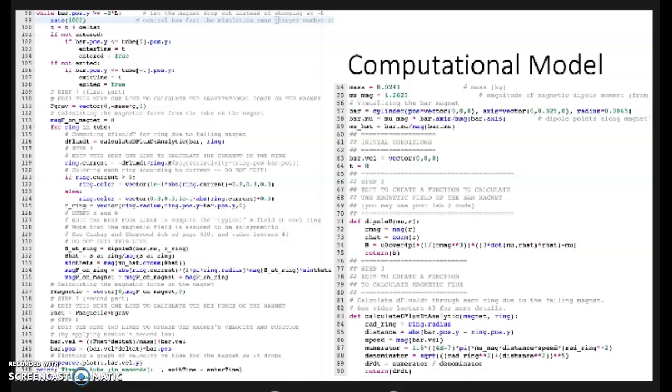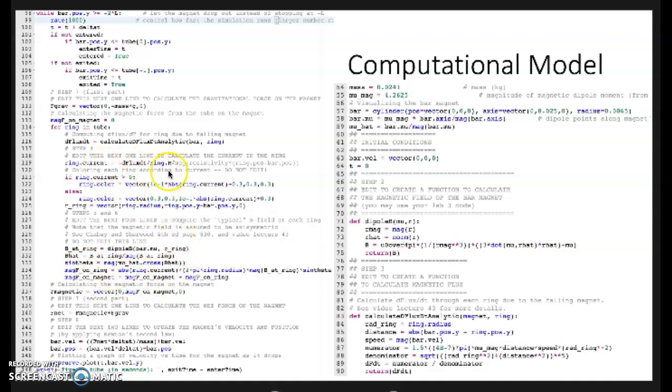Here's my code. Here is the dipole equation to calculate the magnetic field of the dipole. Here is the flux calculator that calculates the flux due to the conducting tube. Then it runs it through this loop and then uses superposition.